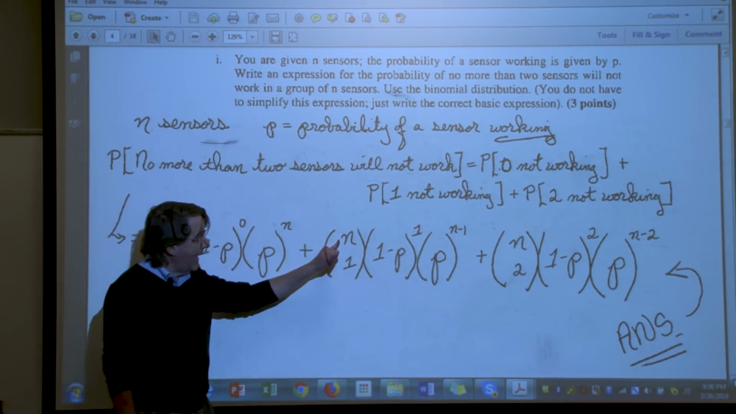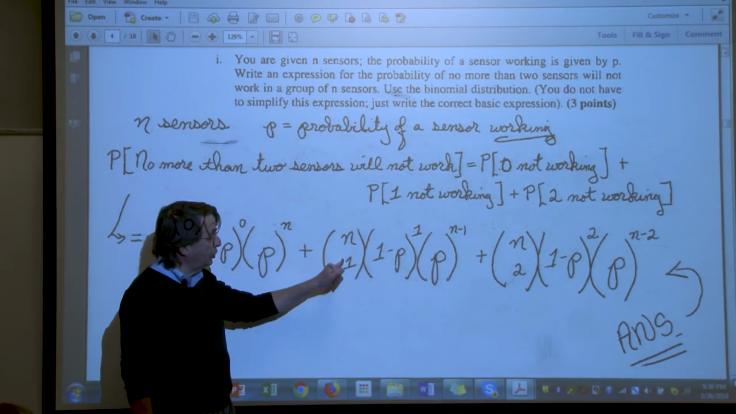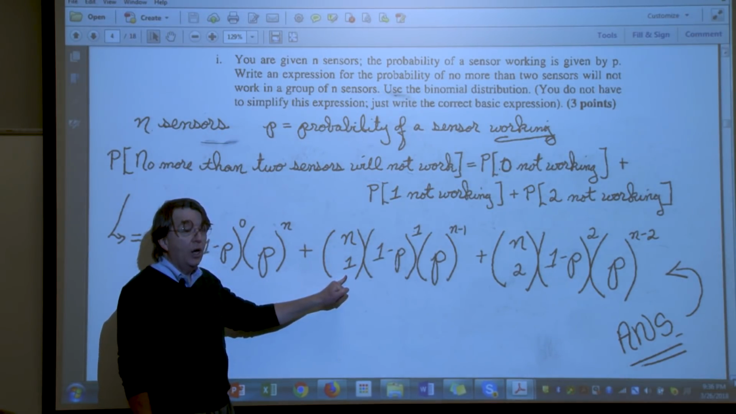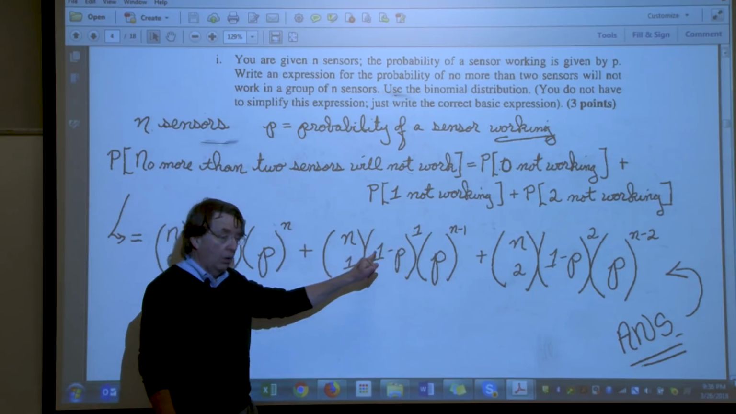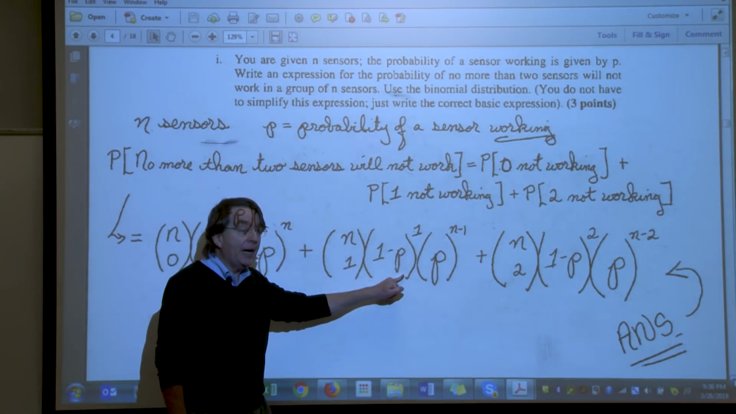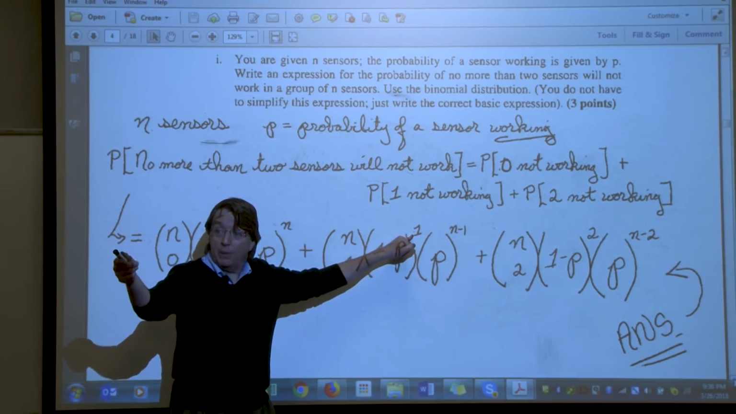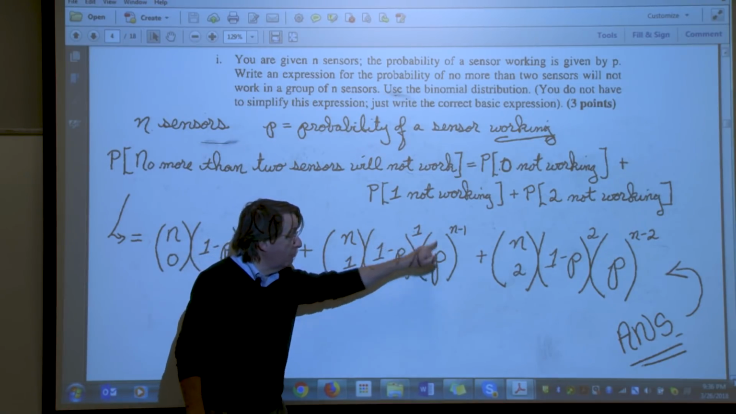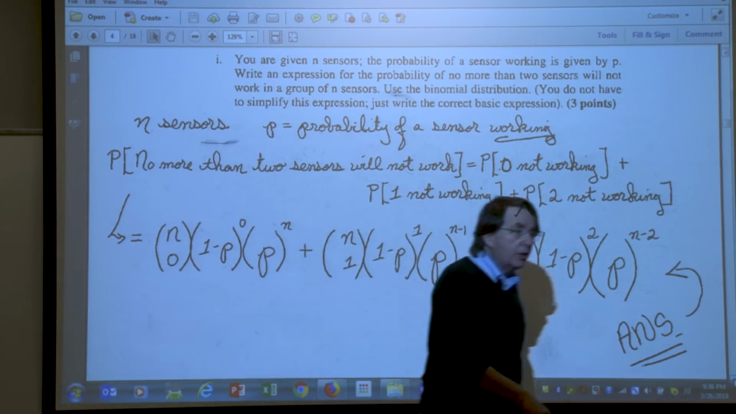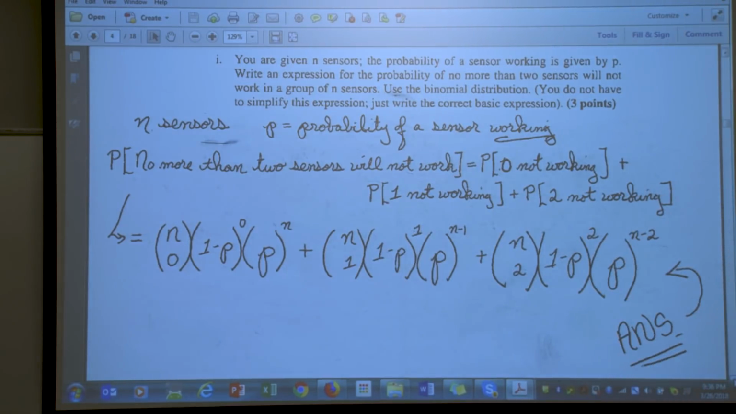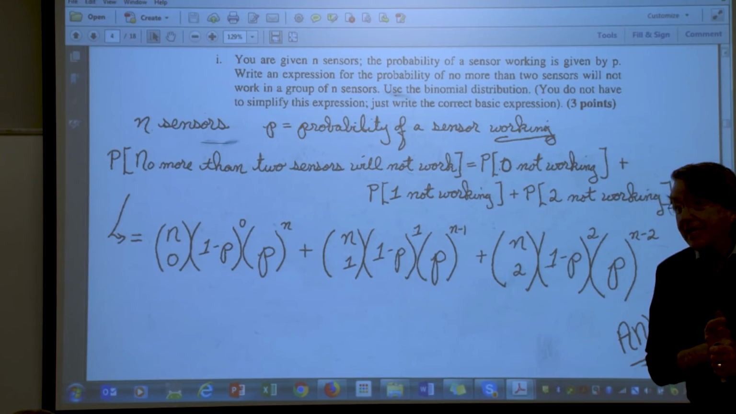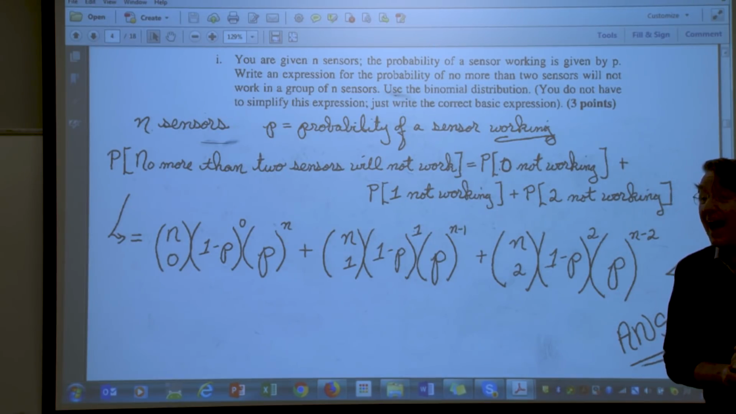The next one, n choose 1. 1 not working. What's the probability of not working? 1 minus p. How many not working? 1. That means n minus 1 must be working. That's p raised to the n minus 1. Similarly, for the next term, and you're done. That's it. That's good enough. But I thought that was subtle. Easy to slip up on that. How do we do?